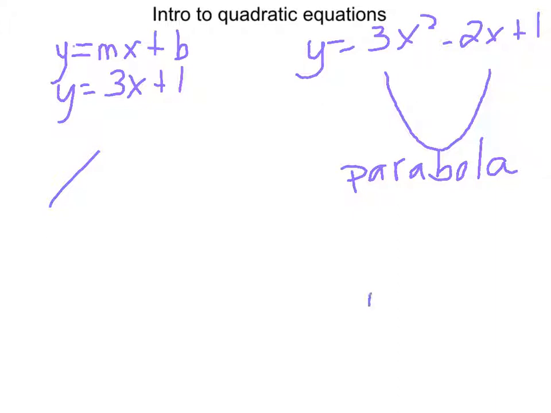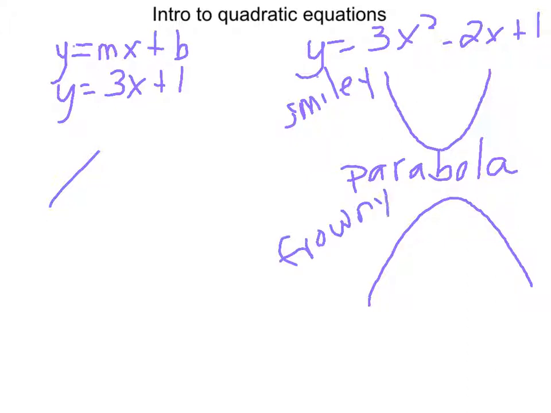Sometimes the parabolas, when we graph them, are upside down. You didn't have to really worry about that so much with lines. You had to worry about positive lines and negative lines. With parabolas, you worry about this type, a smiley face one, or a frowny face one. Opening up, opening down. Either way.